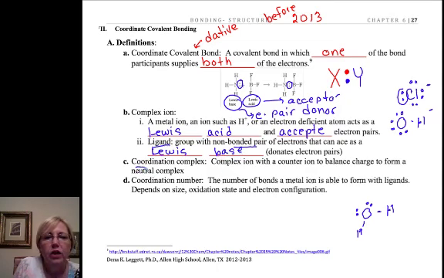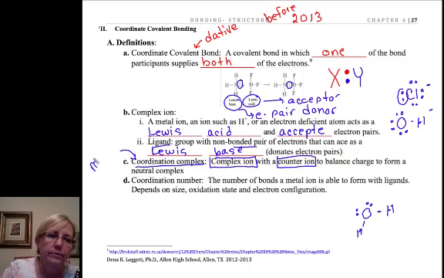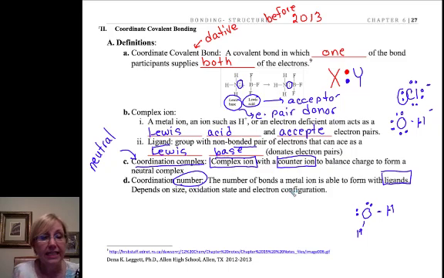Now, we have a coordination complex. That's a complex ion. You'll see some in just a minute. I think it'll be clear, with a counter ion to balance charge. So a coordination complex is neutral. Now, the coordination number tells how many ligands a substance can accept.